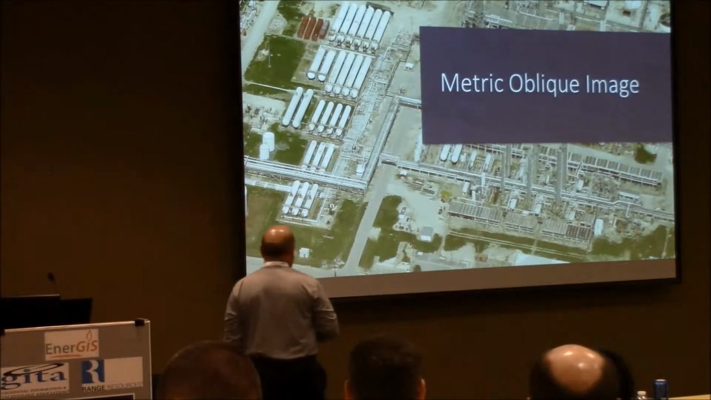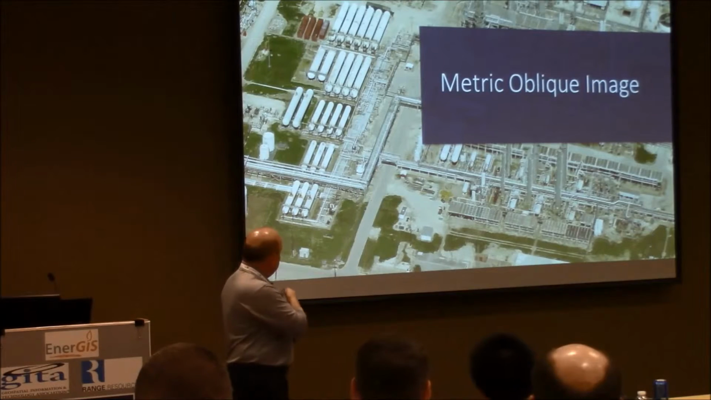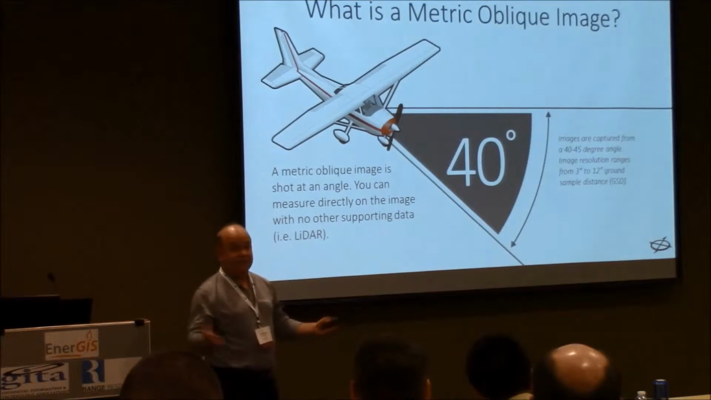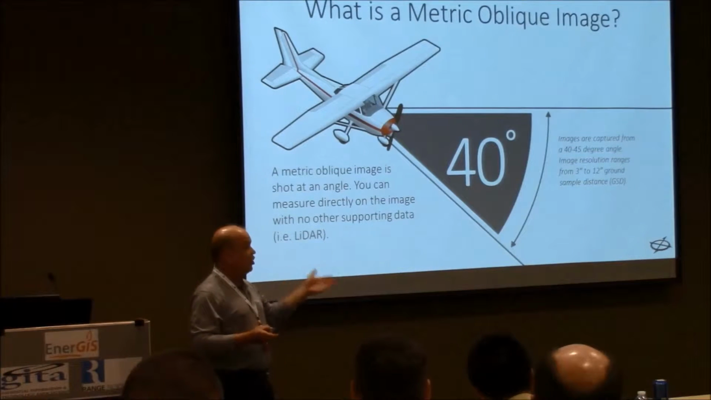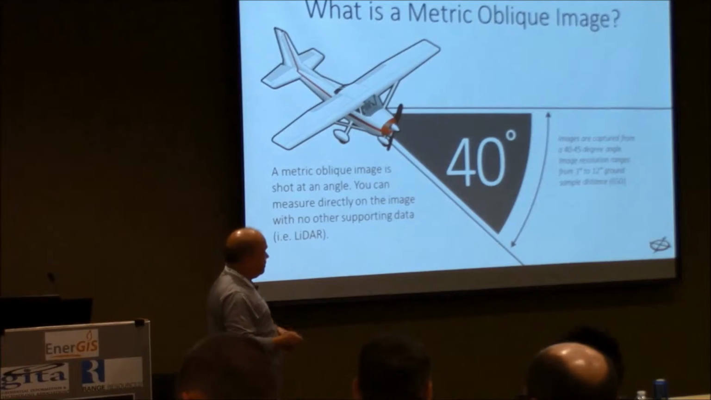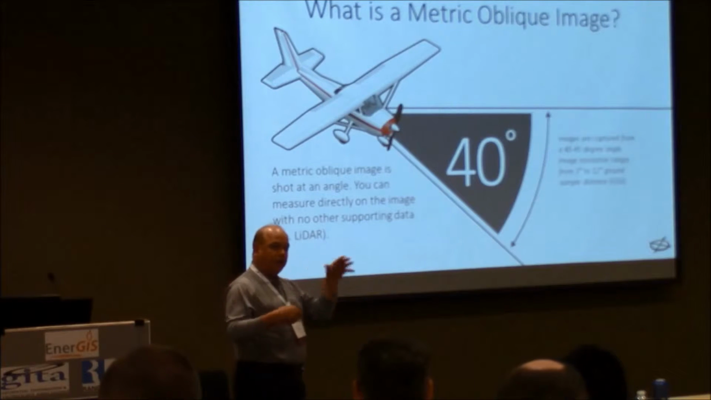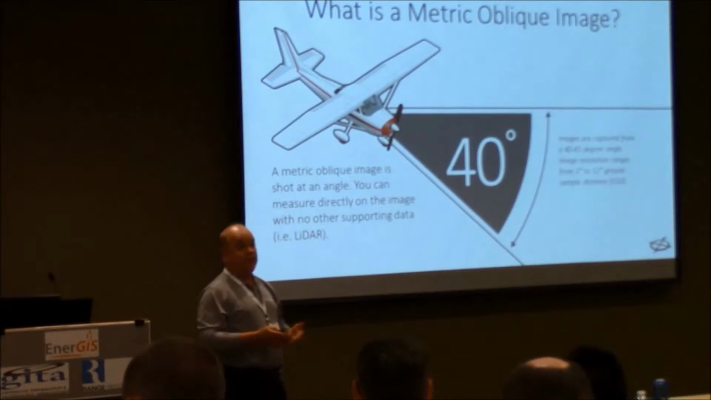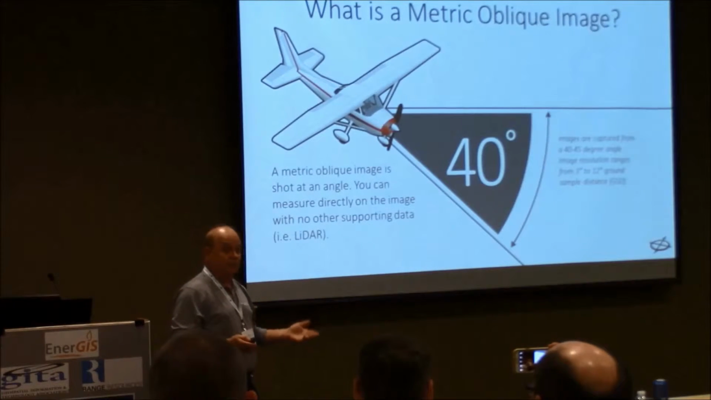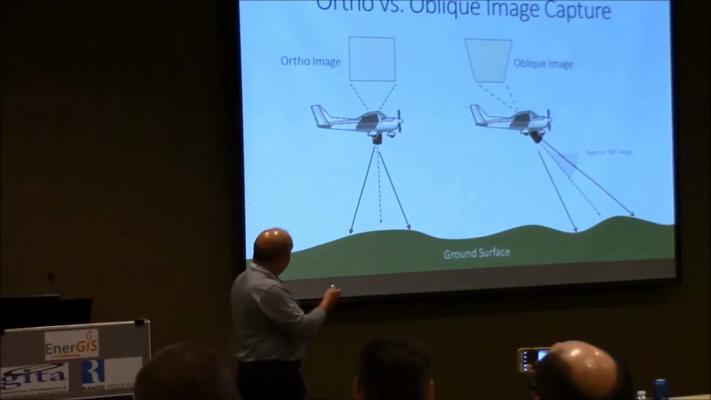All right. So what is this metric oblique thing? Well, it's an image that's shot from an oblique angle. In our case, it's shot from about a 40 to 45 degree angle, and that gives you a great deal of perspective. And in addition to being an oblique perspective, it is all georeferenced. So that means every pixel in this imagery has metadata, and therefore can be exposed and utilized and consumed in your GIS.